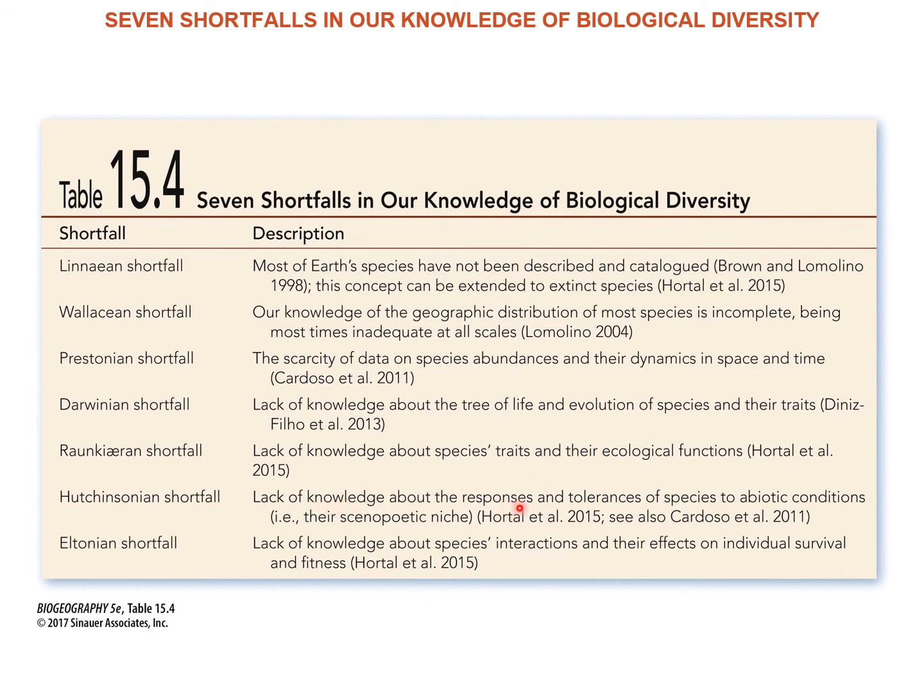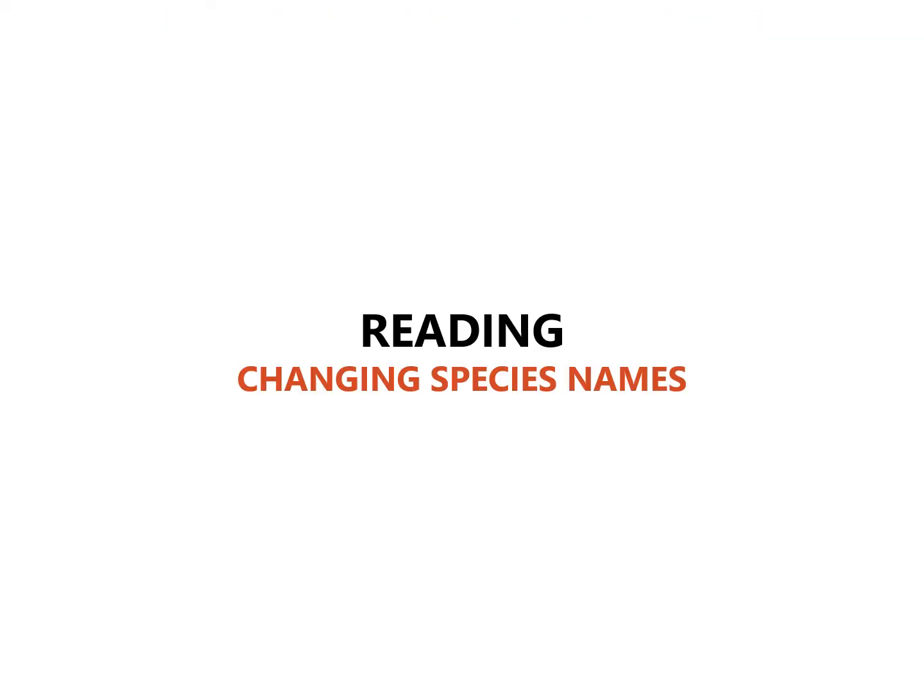We don't know their responses and tolerances to abiotic conditions, those relationships between the environment and how a species interacts with the environment, and those sorts of things. So all of those things contribute to shortfalls, and there's tons of information we don't know. All of this combined leads to a lot of uncertainty about how species are going to respond to things like climate change and continued alterations of their environments. So that's a part of that biodiversity crisis.